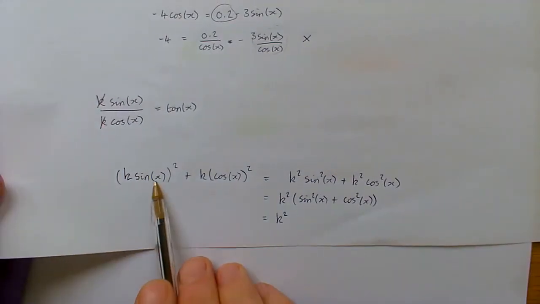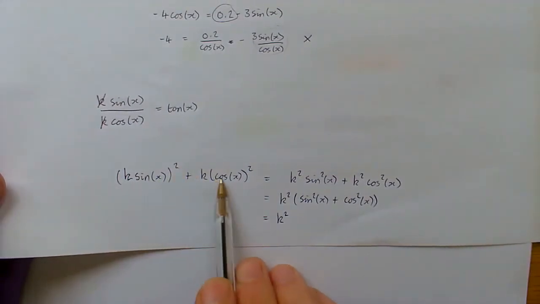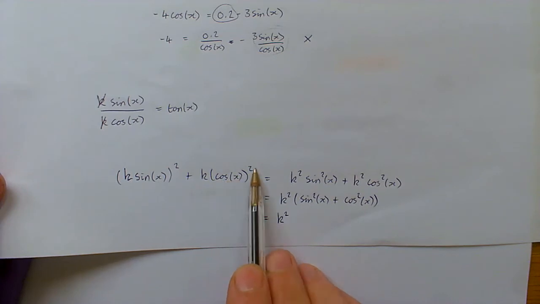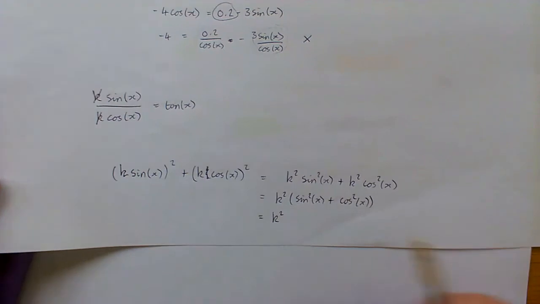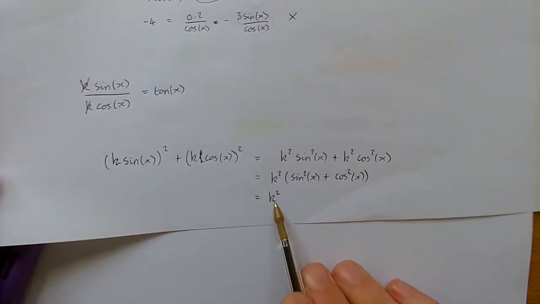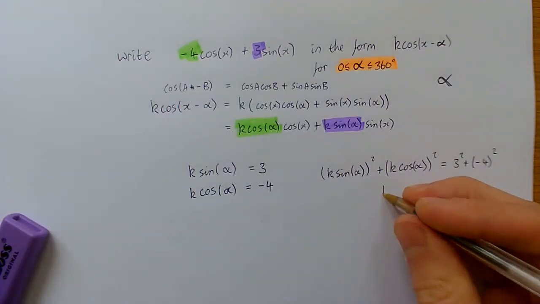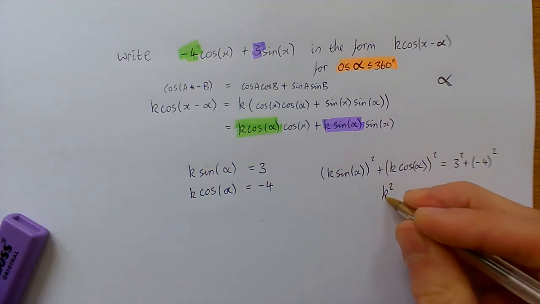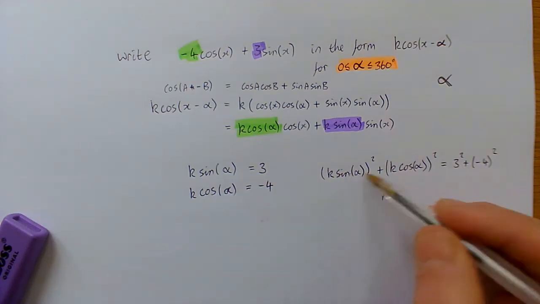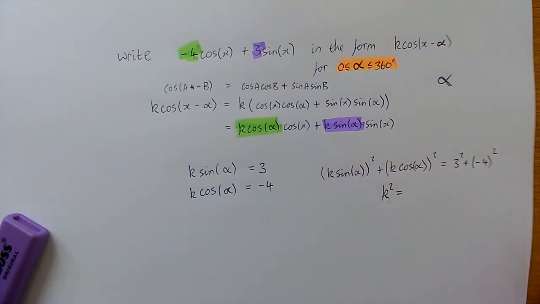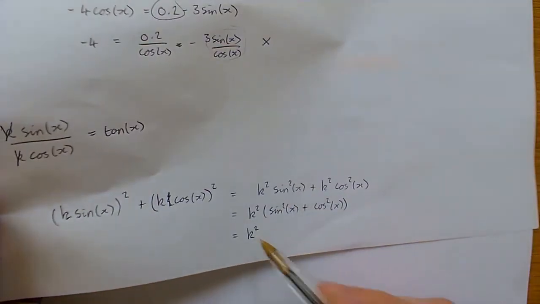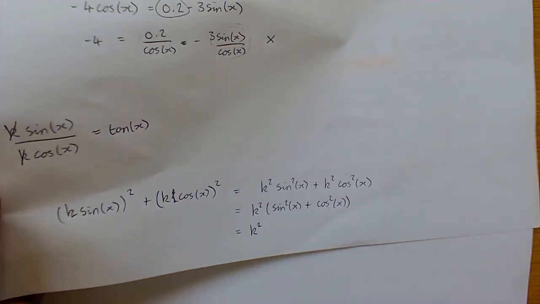We had something like k sine x squared plus k cos x squared. Oh, my bracket was in the wrong place. Apologies. When we work our way through all of that, we get k squared. And actually, it's totally acceptable in doing this math to know that fact, that this line here goes to k squared. If you want to write all the detail and put in these in-between steps here, you're very welcome to do that, but it's absolutely not necessary.